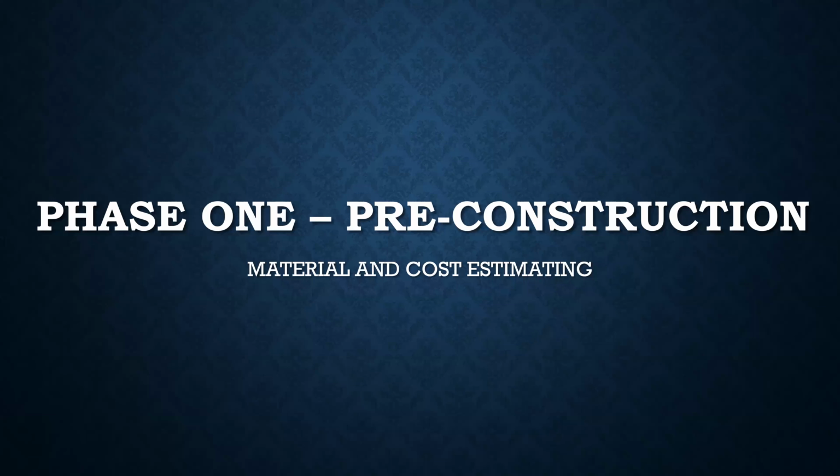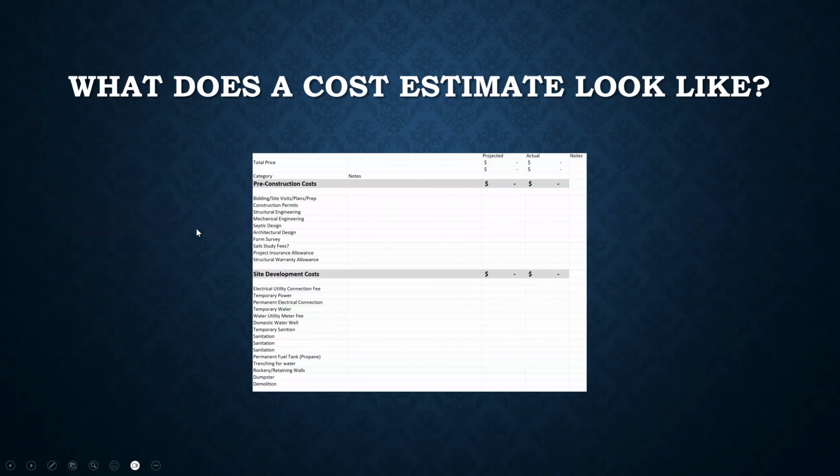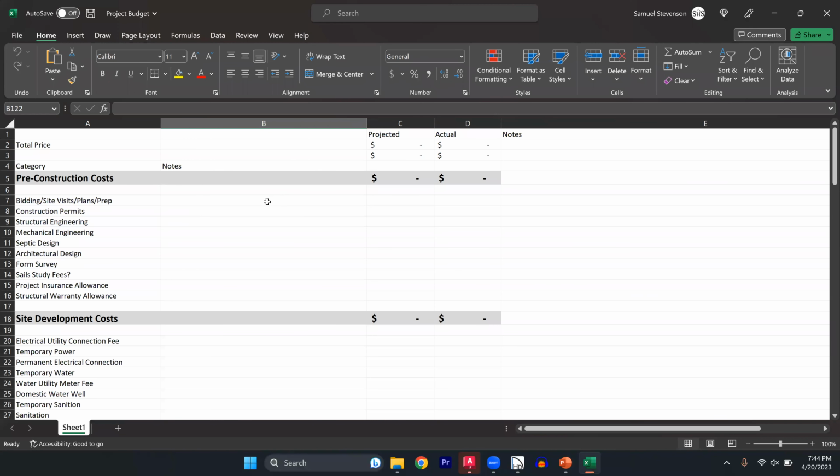Okay, so still in phase one, pre-construction. It's going to be a little while before we get to actually touch anything and build anything, but we're getting closer. Material and cost estimating. So what does a cost estimate look like? Well, a cost estimate is just another way of describing a budget or an estimate to build, or anything like that.